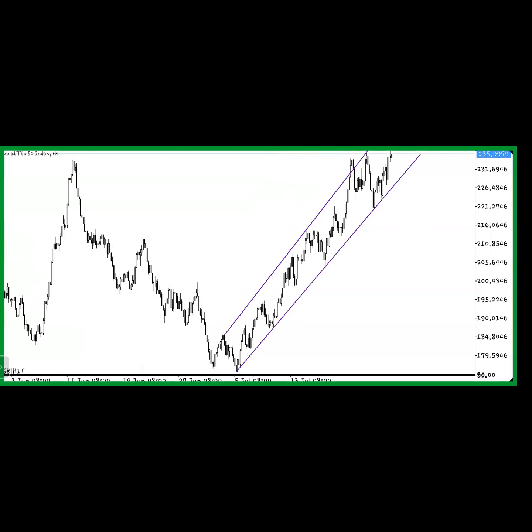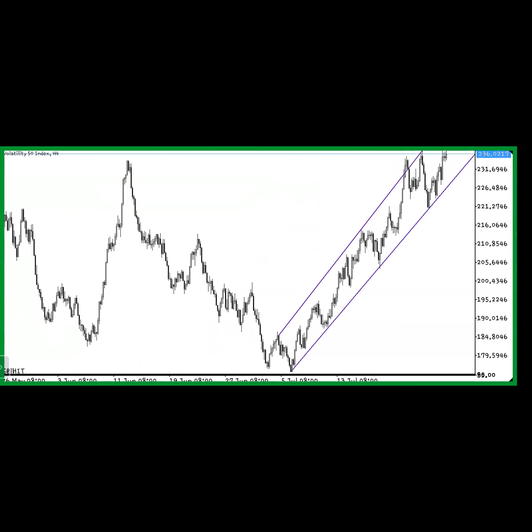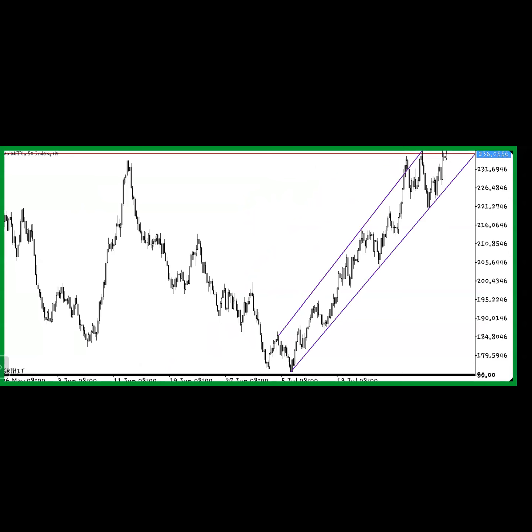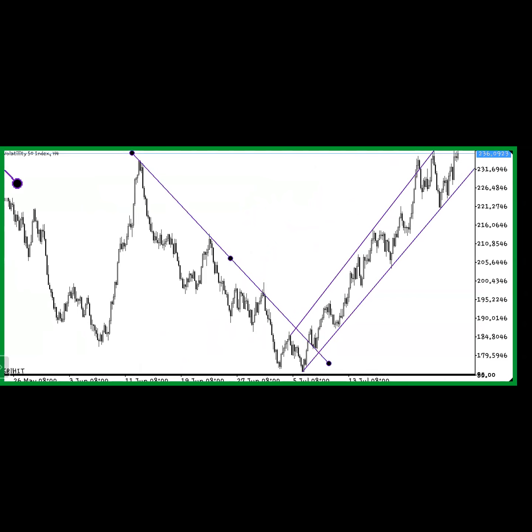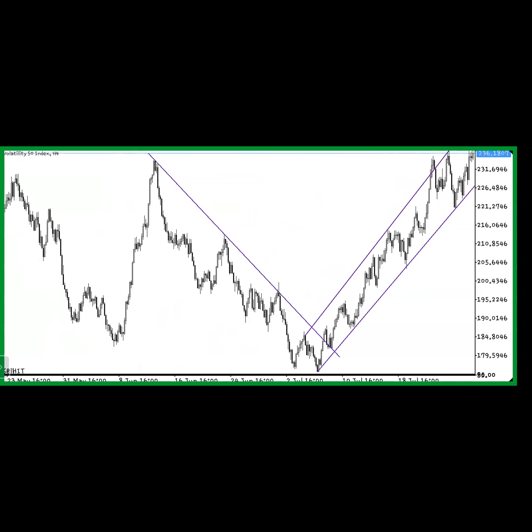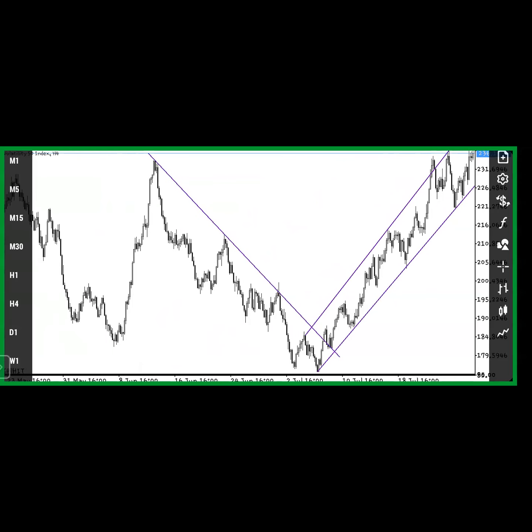The advantage of channels is that there is no time you will say, I can't enter the market now because I don't have a proper setup. Why? We have these continuous patterns. Let me show you the correctional moves. We have these continuous patterns inside the channel.